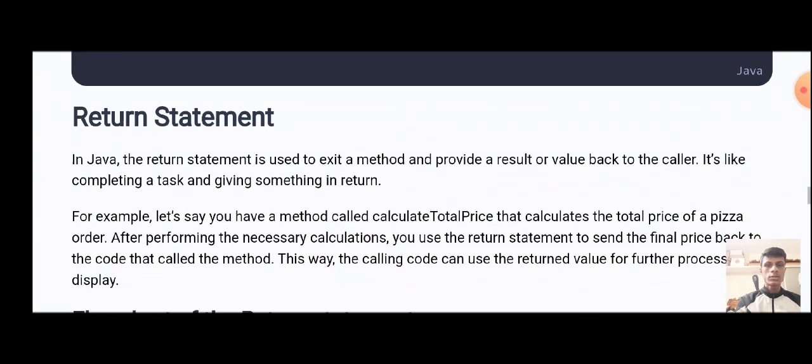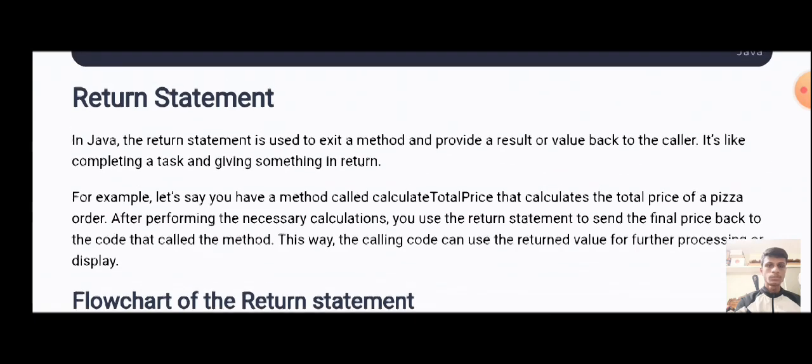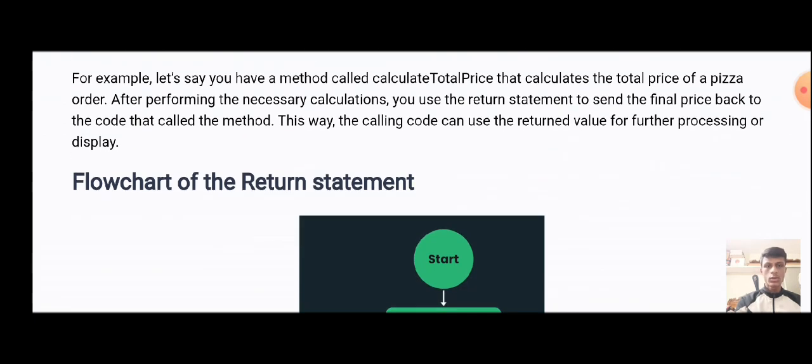Next is the return statement. In Java, the return statement is used to exit a method and provide a result or value back to the caller. It's like completing a task and giving something in return. For example, let's say you have a method called calculateTotalPrice that calculates the total price of a pizza order. After performing the necessary calculation, you use the return statement to send the final price back to the code that called the method. This way, the calling code can use the returned value for further processing or display.